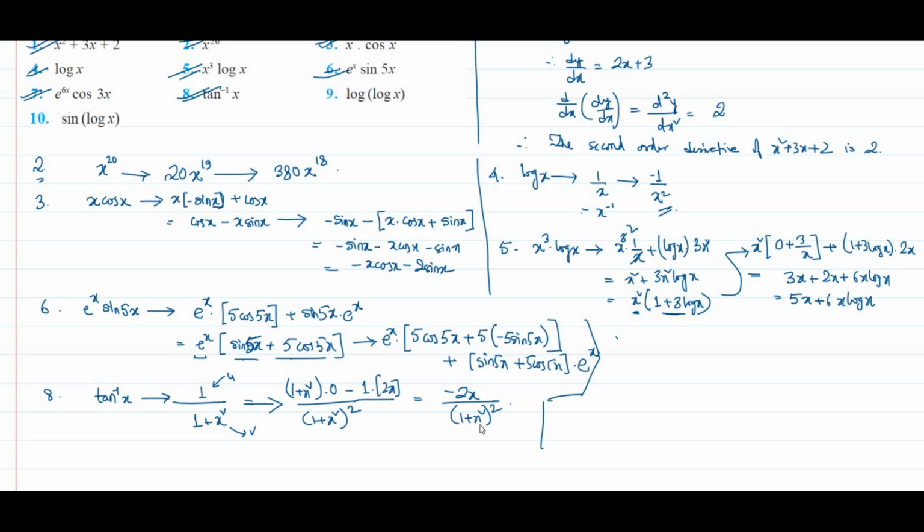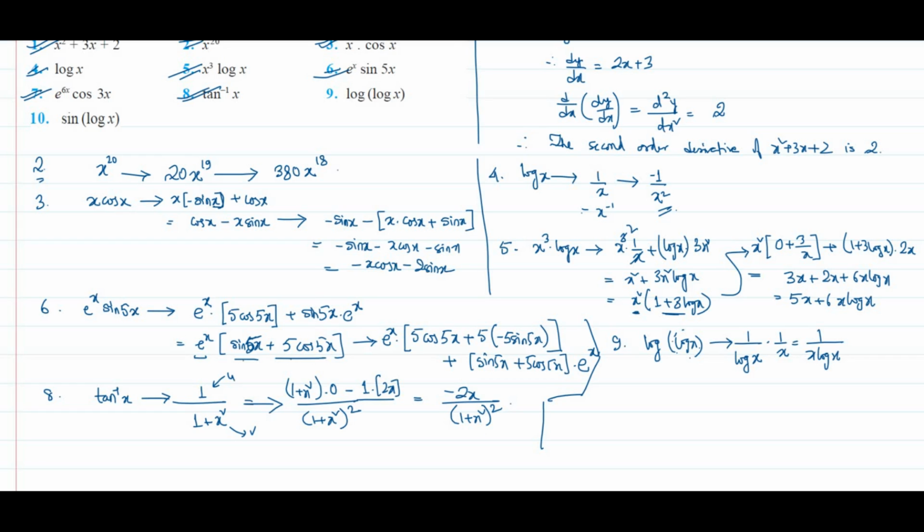Similarly, in question number 9, it is log of log x. Let us differentiate it once. Obviously we'll be applying the chain rule, so that is 1 by log x times 1 by x, so that is 1 by x log x. If you don't understand, the differentiation of log x is 1 by x. So here let us assume this something, so differentiation of log of something is 1 by something times the differentiation of something, that is 1 by x.